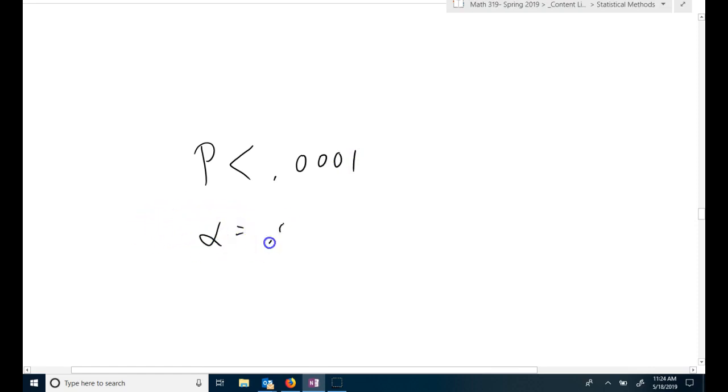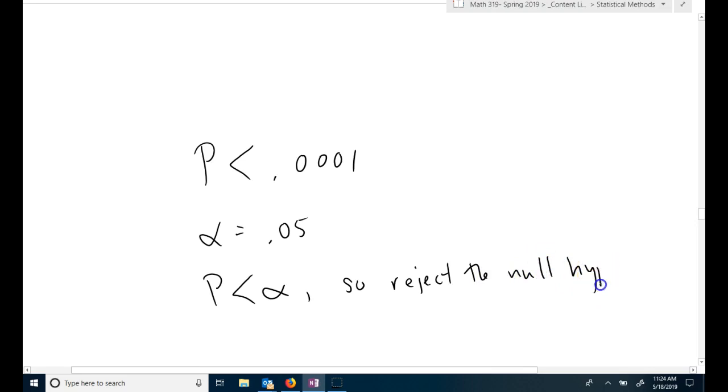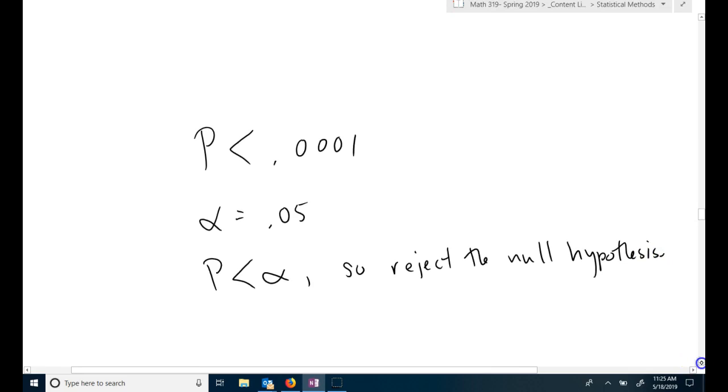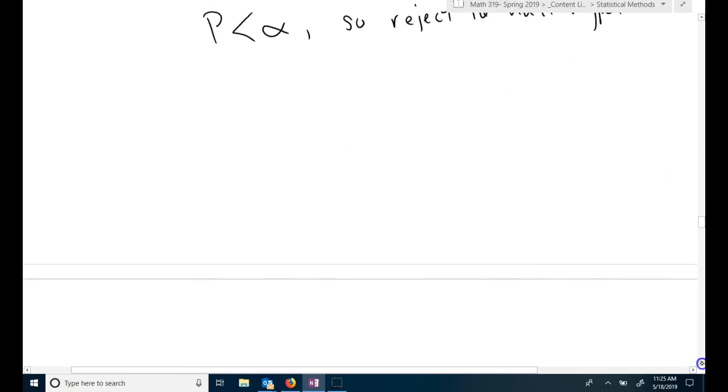Then we saw that we got a p-value, p less than 0.0001, okay? So what does that tell me? Well, remember that alpha was equal to 0.05, so p is less than alpha, so reject the null hypothesis. And what was the null hypothesis? The null hypothesis was that there was no difference. So the null hypothesis was no difference between the two. Okay?